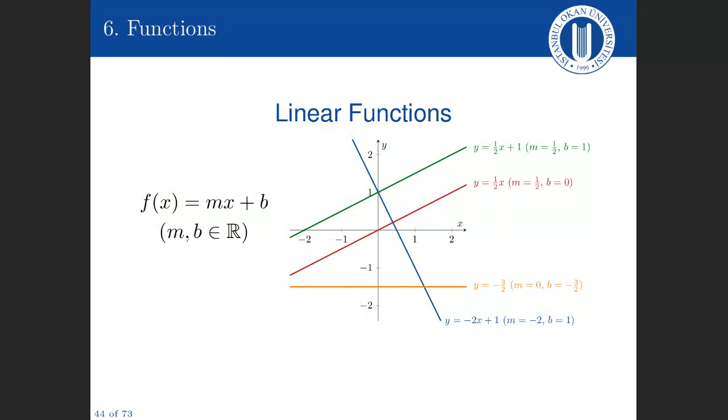Now I'm going to run through some different types of functions very quickly. Linear functions are straight lines. This is where linear comes from. It's the word line or straight line. A linear function has the formula mx plus b for some numbers m and b. Here are some examples. For example, this blue line is m equals minus 2, b equals 1. This is the function minus 2x plus 1.